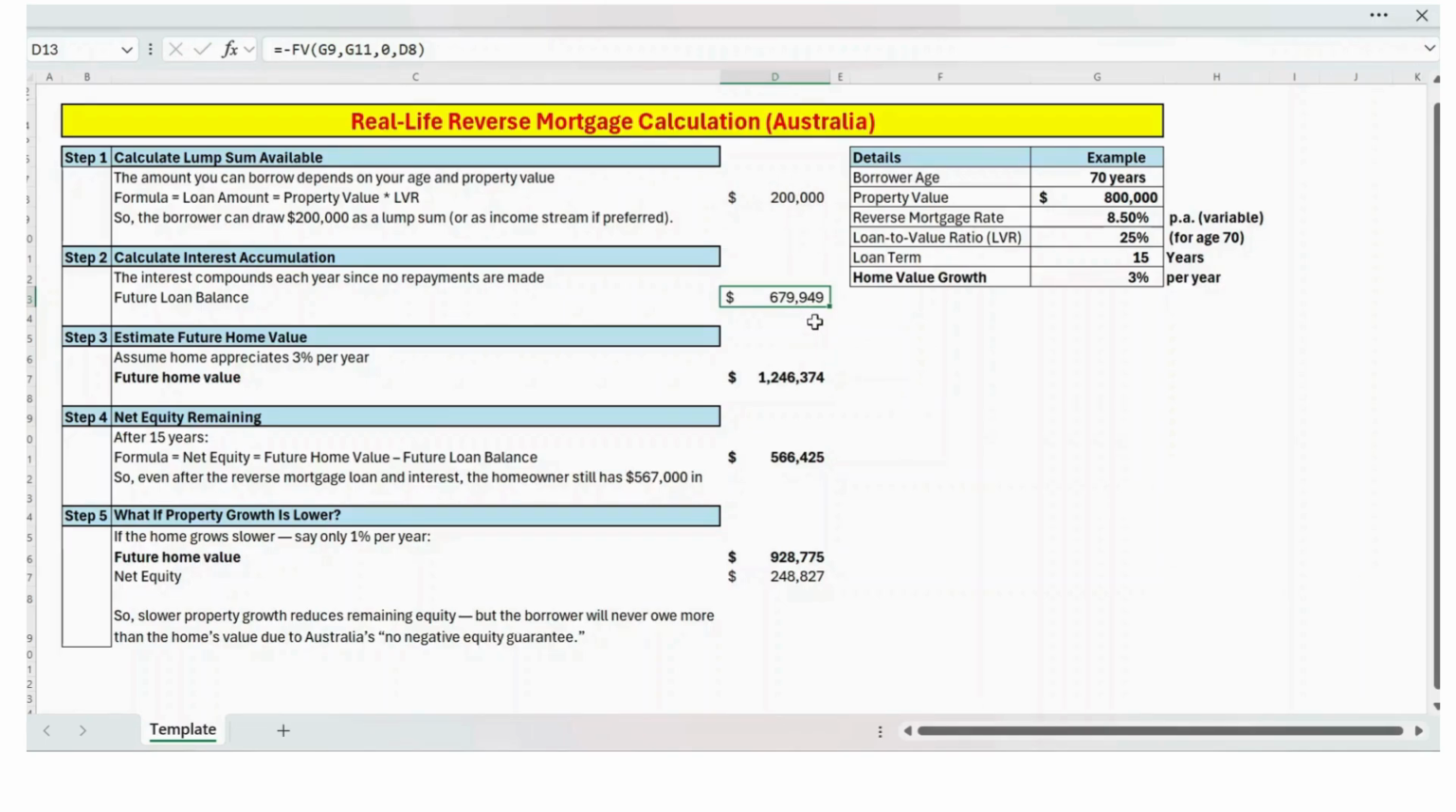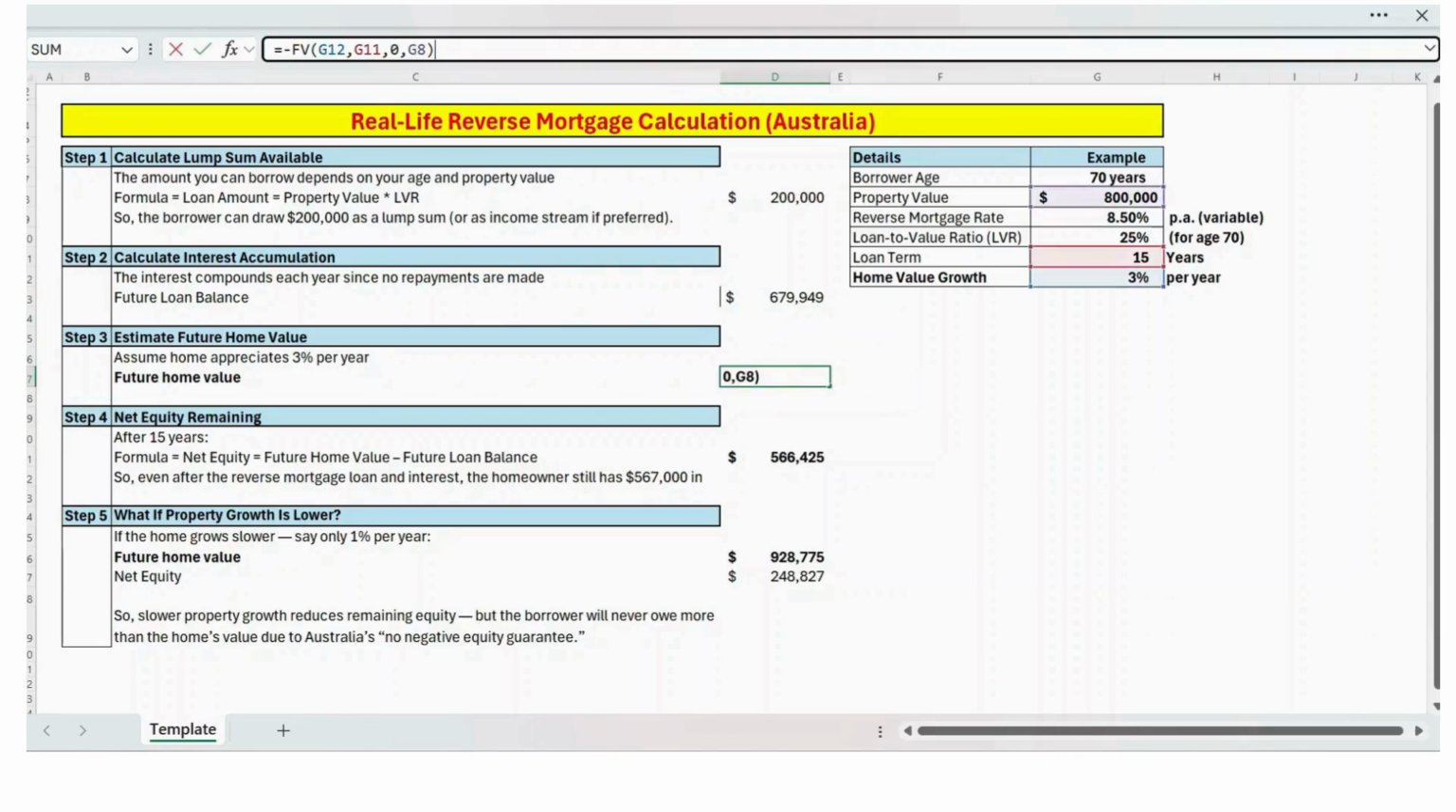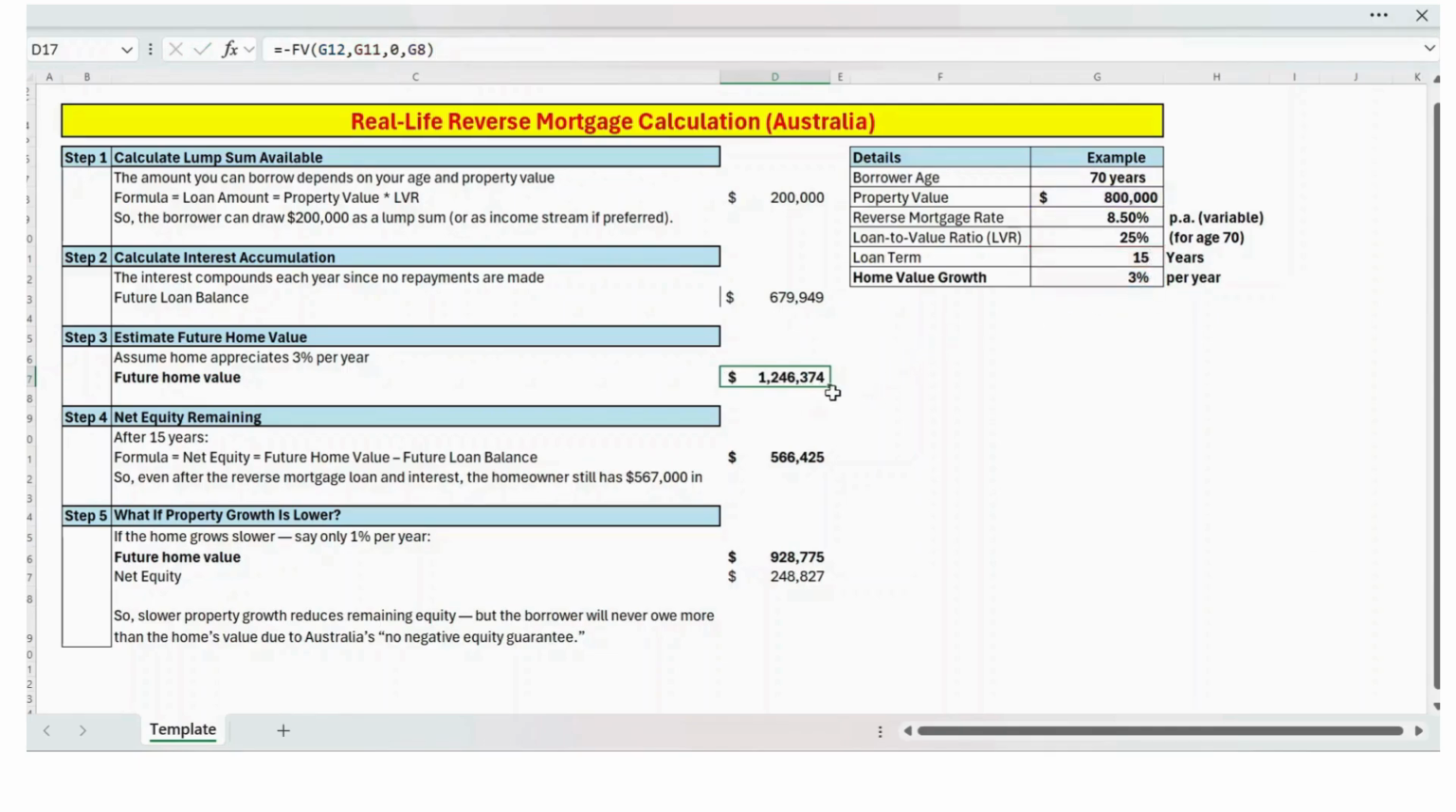But remember, your house hasn't been sitting still. Step 3, we need to estimate the future home value. Let's assume a modest property growth rate of 3% per year, which is pretty standard. If we calculate that, your $800,000 home today could be worth roughly $1.246 million in 15 years.